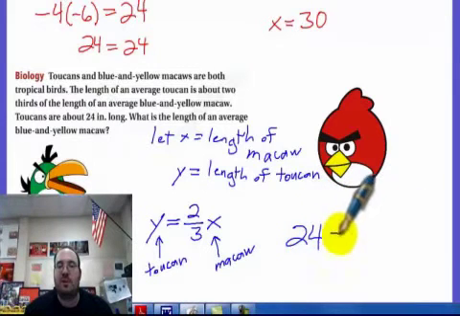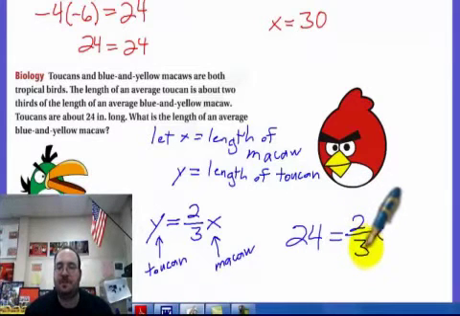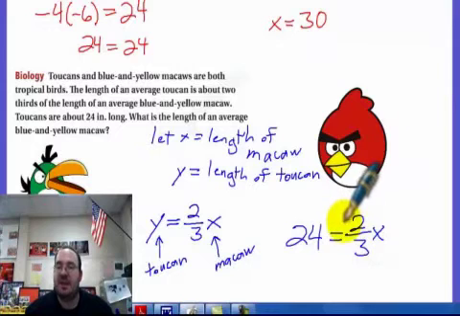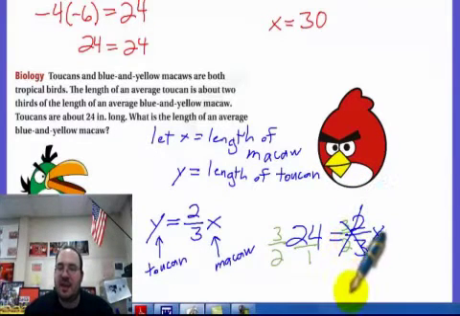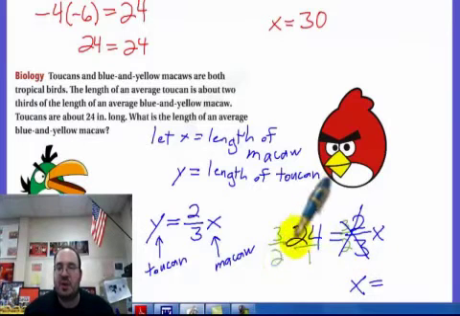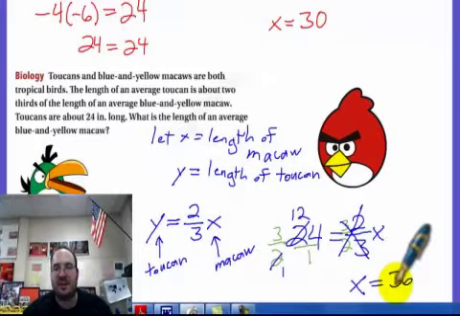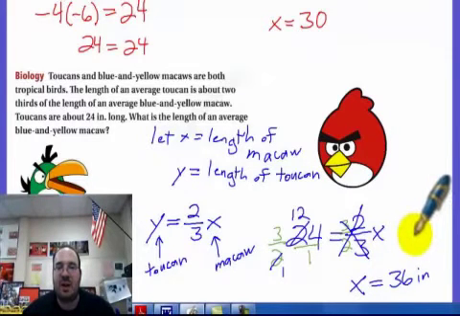So 24 goes by itself where the y is. And x is what we're trying to solve for in this one. So if I have a 2/3 in front of x, then I need to multiply by 3/2. So I'm going to multiply by 3/2 in both equations. And when I do that, those cancel. I get x by itself. And 2 and 24 cancel. I get 1 and 12. So x equals 36. And that's inches because the other one was in inches. So that is the length of the macaw. So the macaw is 36 inches.